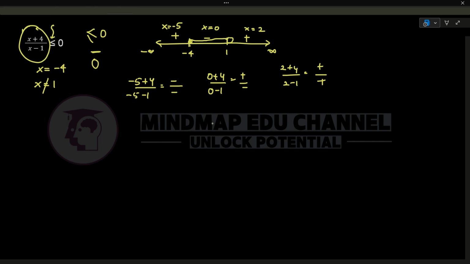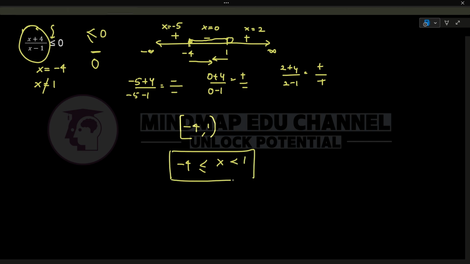Clear? So let's write in interval notation. It is from minus 4 because it's a closed circle, so this bracket, to 1, it's an open circle, so this one. Clear? Now in inequality notation, our x is greater than or equal to minus 4, but it is less than 1. So this is the solution in inequality form.